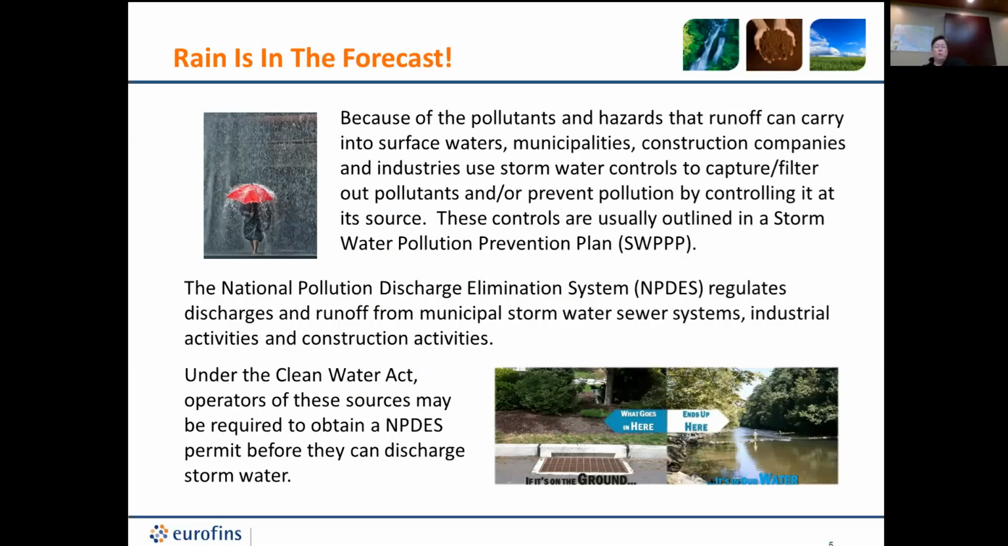Under this program, we have what's called NPDES, the National Pollutant Discharge Elimination System, and that's what regulates discharges and runoff from municipal stormwater sewer systems and industrial and construction activities. This was created under the Clean Water Act, and it basically says operators of sources that can contribute to this may have to obtain an NPDES permit before they can actually discharge stormwater. You may not have to treat it, but maybe you have to capture it and have it hauled off. So there's something that the regulatory bodies are going to want to look at.